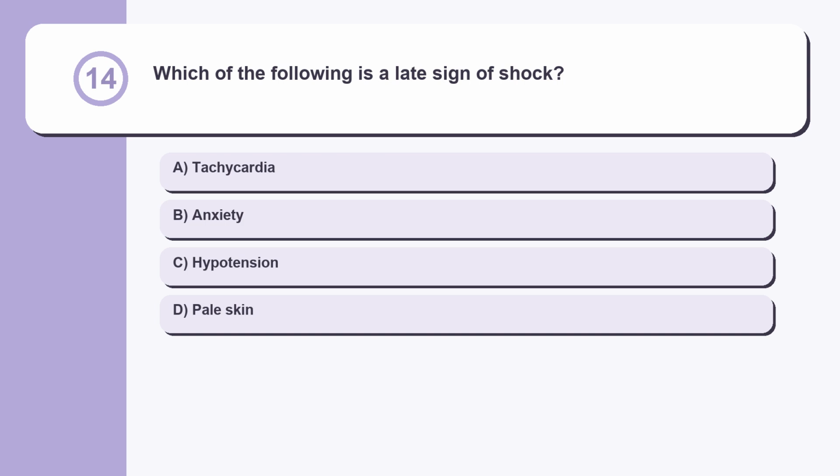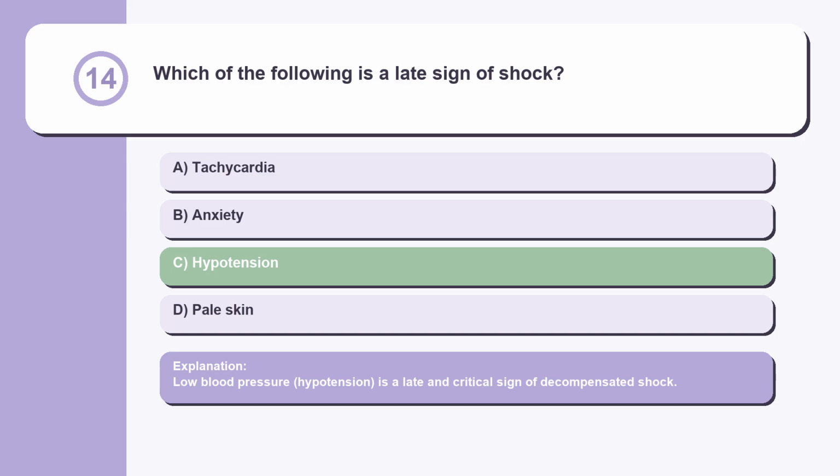Question 14. Which of the following is a late sign of shock? Tachycardia, anxiety, hypotension, pale skin. Low blood pressure, hypotension, is a late and critical sign of decompensated shock.